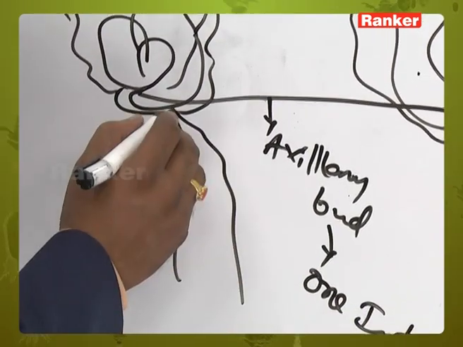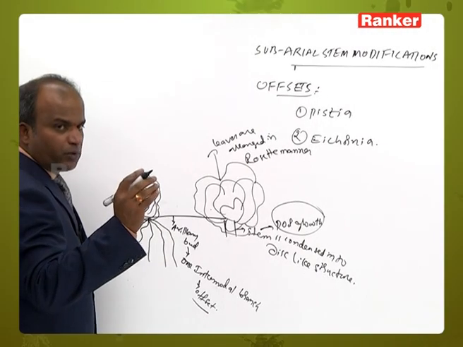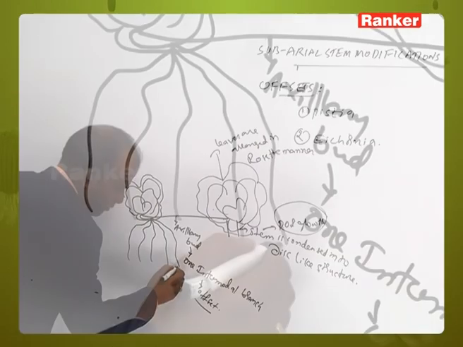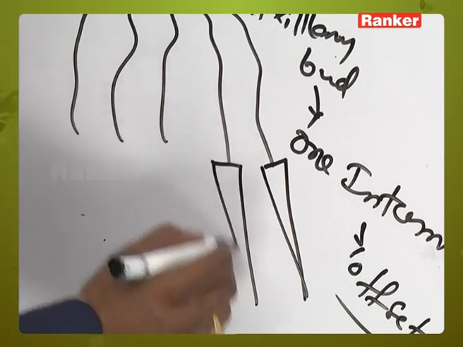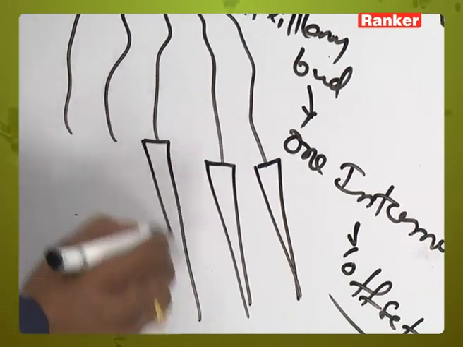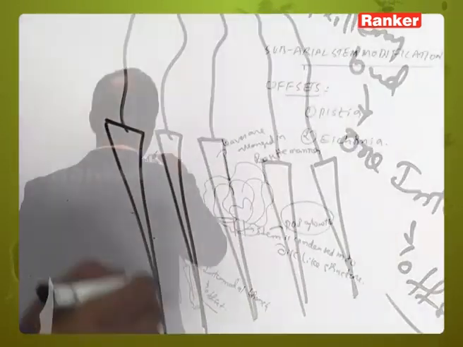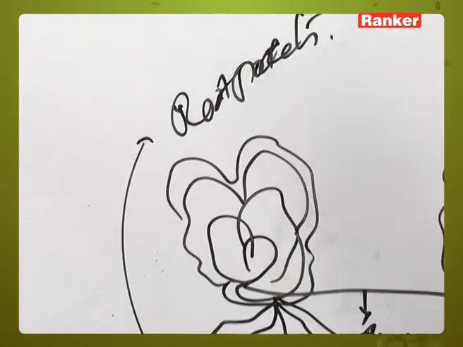From the basal portion, it shows adventitious roots. The tips of the adventitious roots are covered by root caps or root pockets.